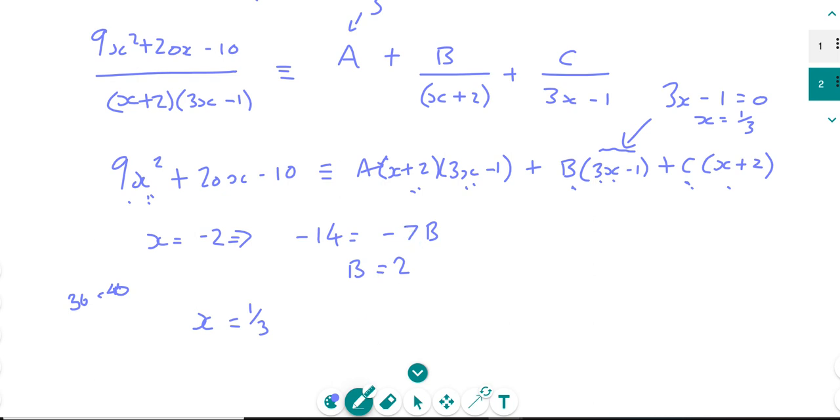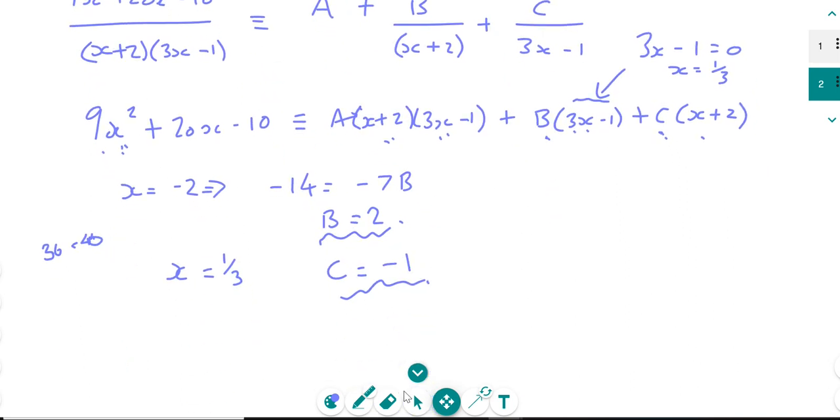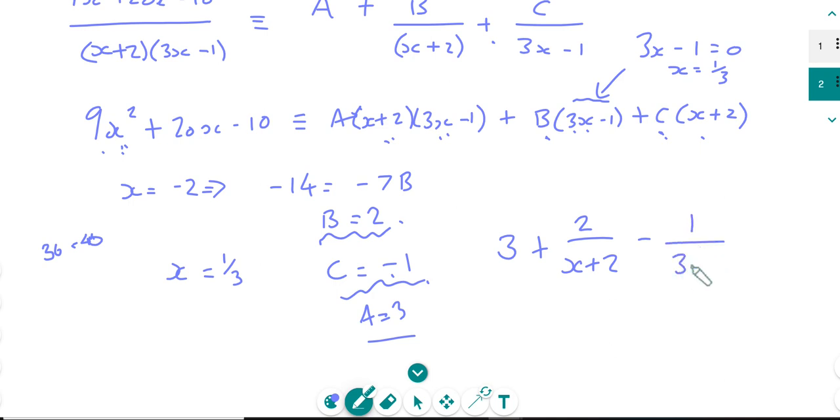I'm just going to type this into my calculator. Yeah, so you should get an answer of C equals minus 1. And normally they tend to give you integer values. I suppose they could give you like a half or something if it's a bit trickier, but 1, 2, 3, minus 1, something like that is quite common. So we've got B, we've got C, and if you remember right at the start, we said that A is going to be 3. So 3 plus 2 over x plus 2, and instead of plus here, I'm going to write minus because it's minus 1. So minus 1 over 3x minus 1 should be our answer.